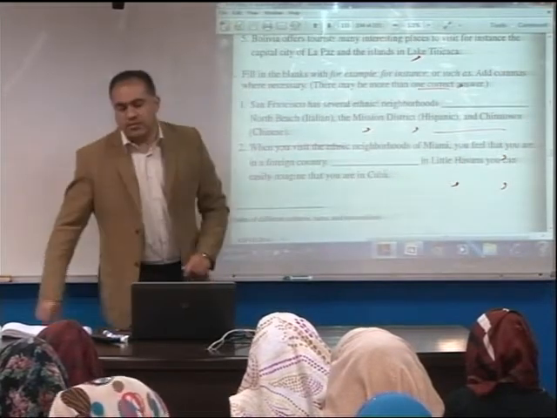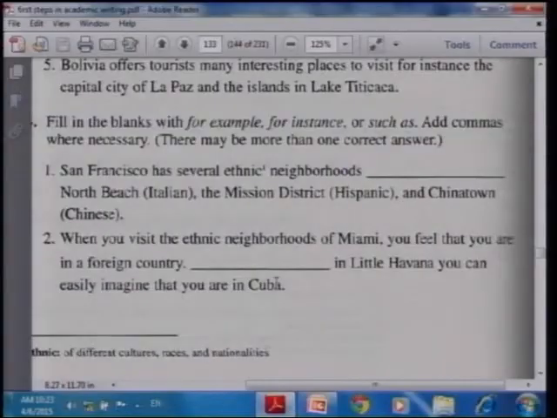Now, let's see the second exercise in your textbook. And this one has to do with using for example, for instance, and such as, where appropriate, and just notice as you fill in the blanks how your punctuation should be. Okay? Yes, please.